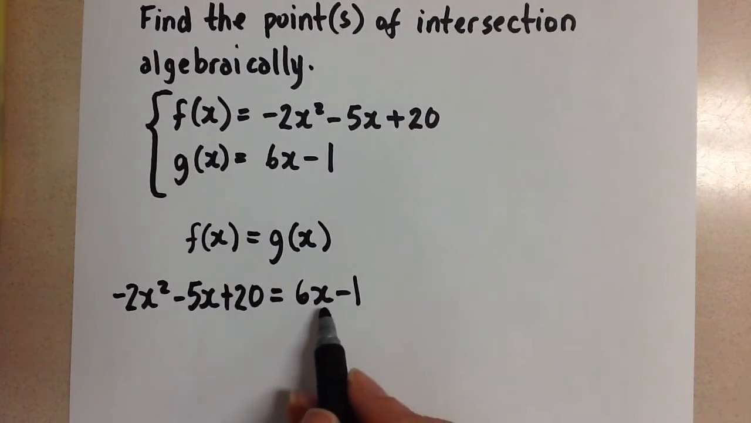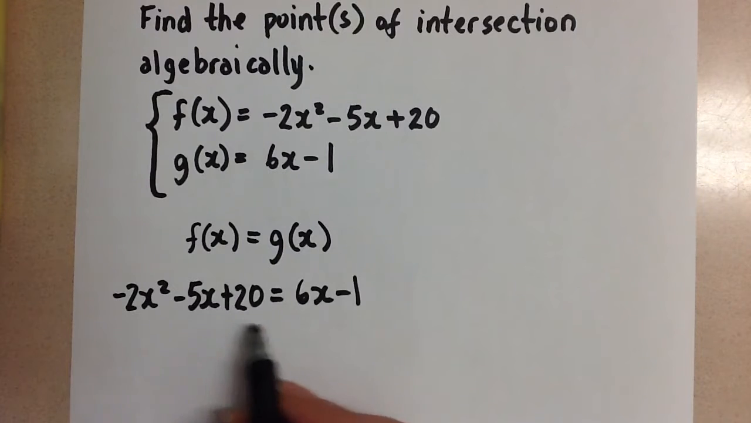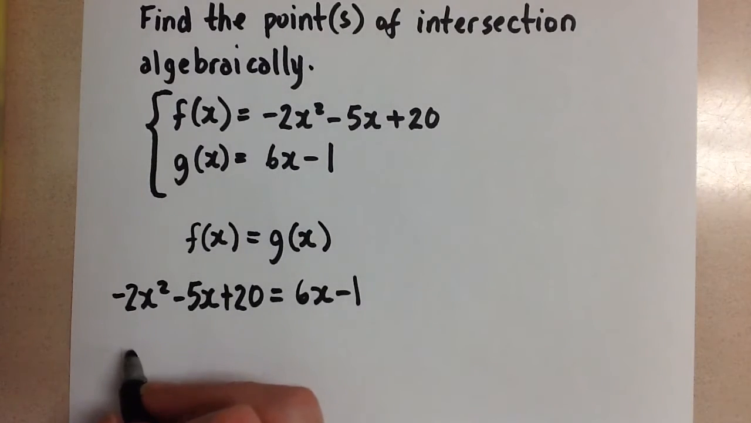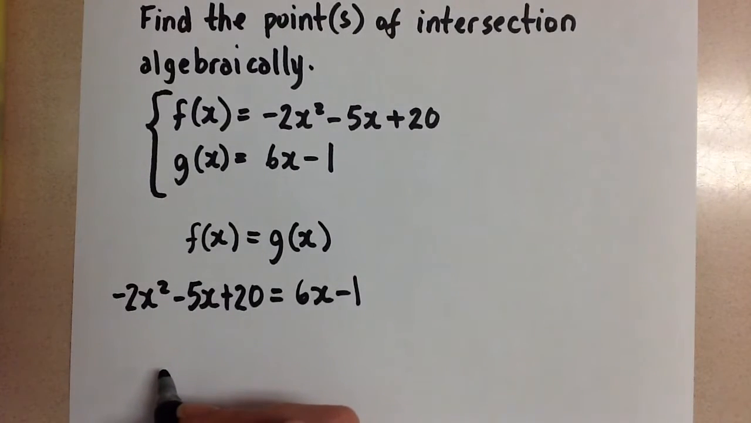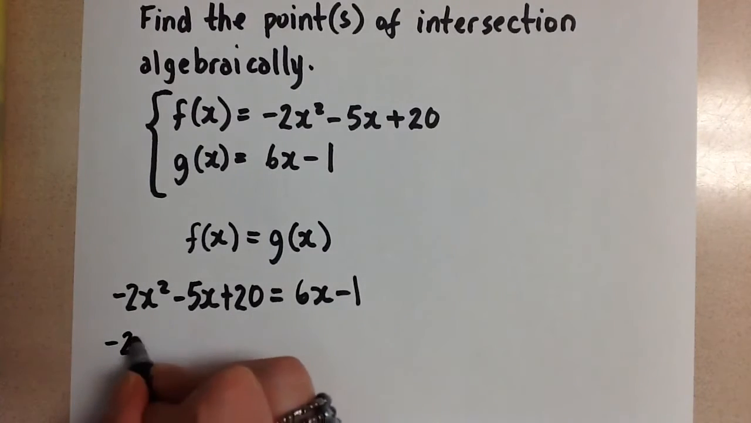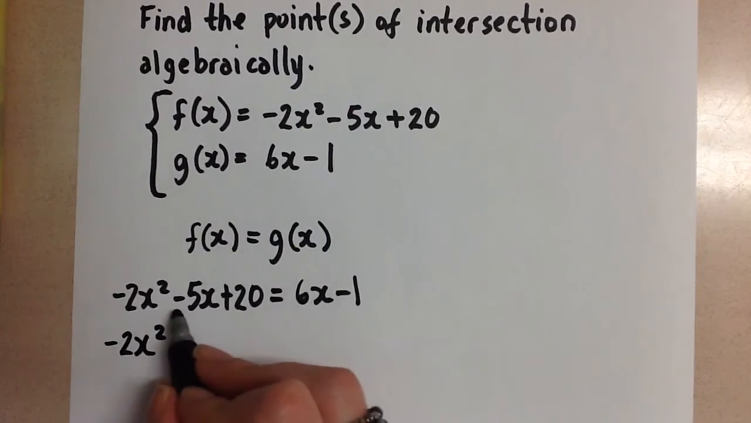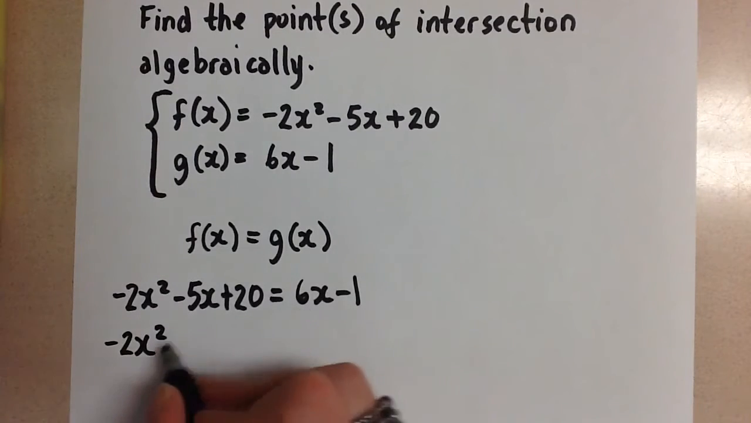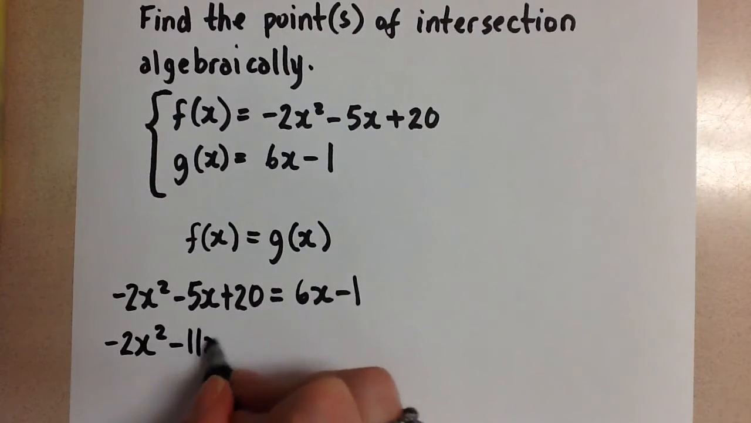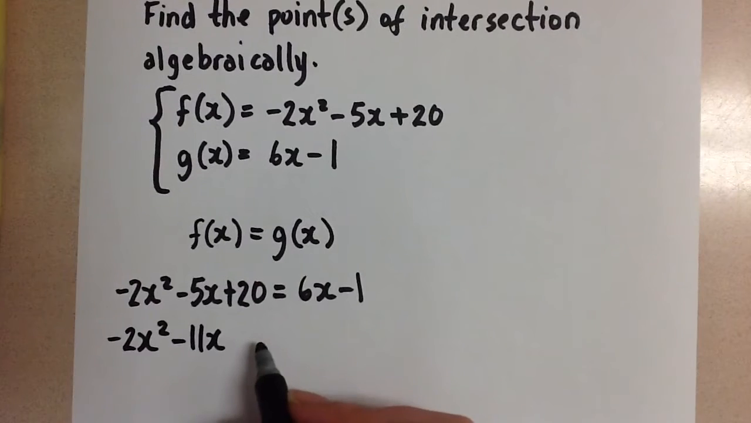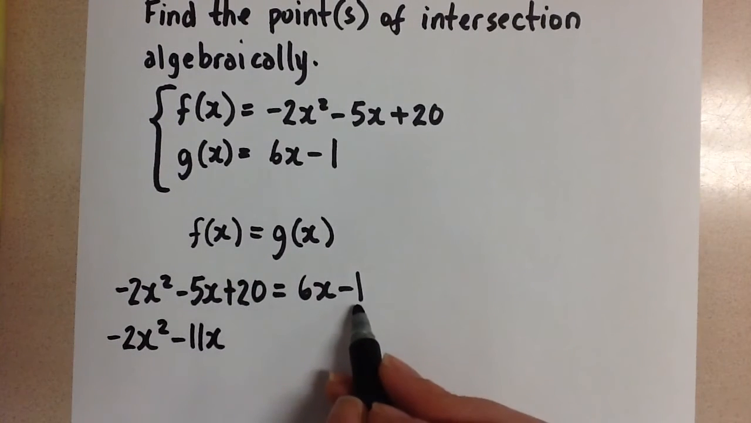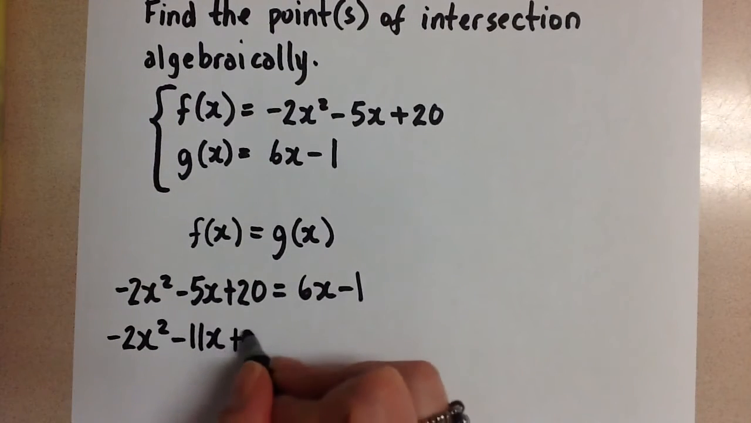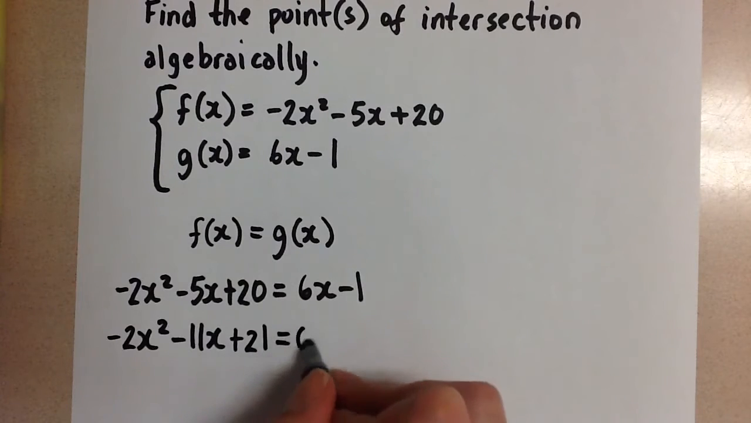So first we'll gather all the like terms on one side to let it equal 0 so that we can get this quadratic equation into standard form. So we'll do that. Negative 2x squared minus 5x minus 6x is going to give us minus 11x. And then plus 20 plus 1 is plus 21 equals 0.